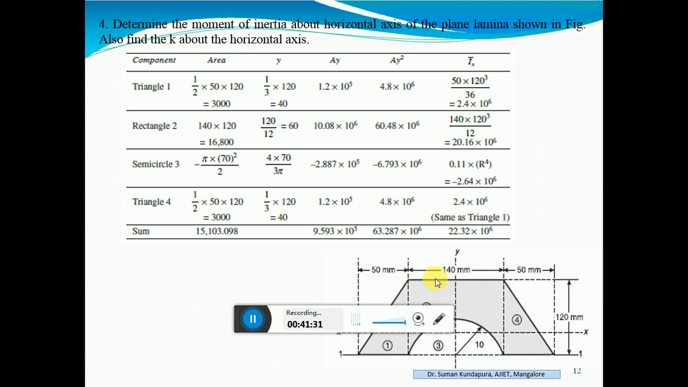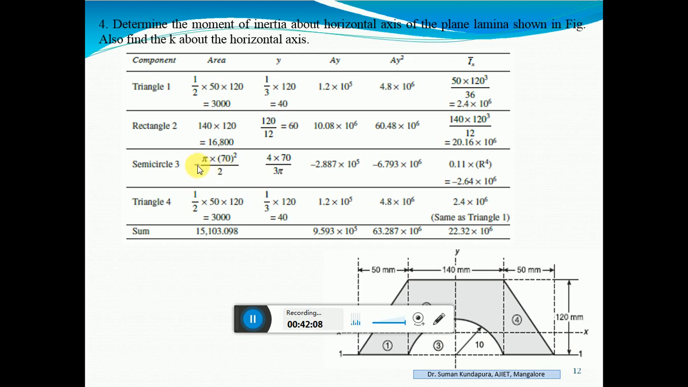Similarly, when we go to this rectangle, it is 140 into 120, 16,800 area. Semicircle, pi r square by 2. See, here it is written as 10. However, if you look up here, the distance is 140 mm. This width is 140 mm. So the diameter is 140. Radius is 70 mm of the semicircle. So please make the correction here. This is 70 mm. So it is pi r square divided by 2, 70 square divided by 2.